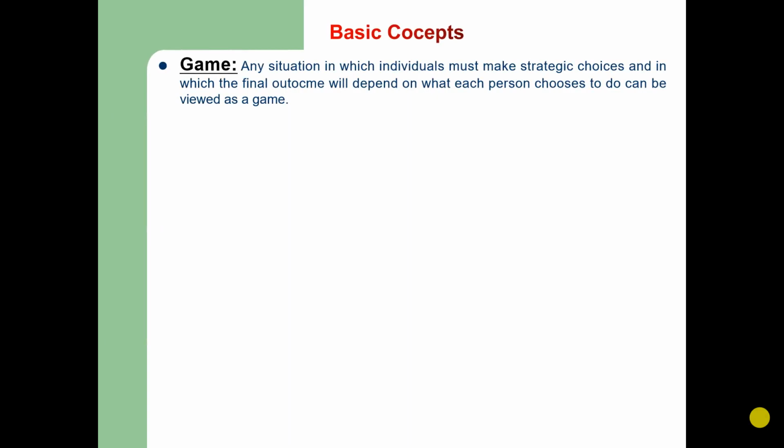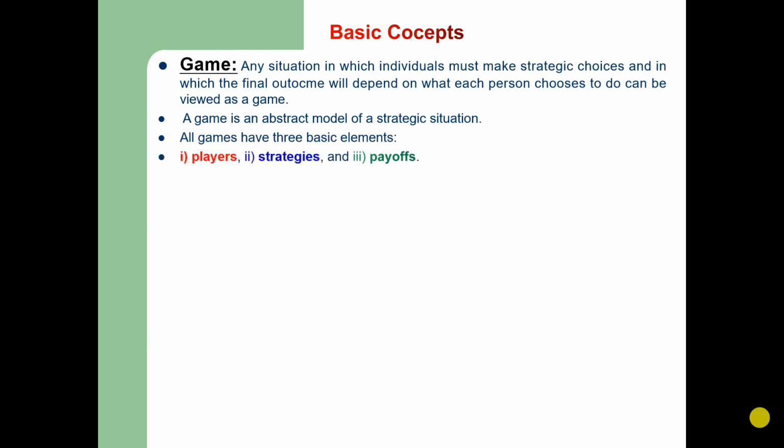Any situation in which individuals must make strategic choices, and in which the final outcome will depend on what each person chooses to do, can be viewed as a game. A game is an abstract model of a strategic situation. All games have at least three basic elements. Number one, players. Number two, strategies. And number three, payoffs. So we will explain all these three elements in a bit more detail.